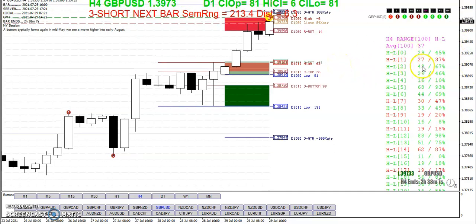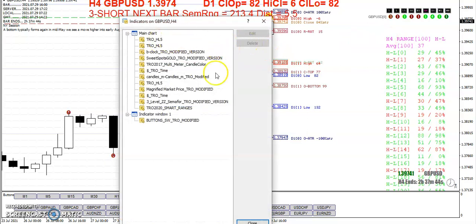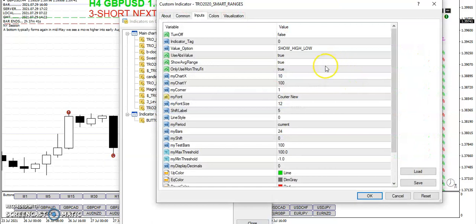For example, right here on the H4, you can see a couple hours ago we had a pretty big H4. It was 67%. Then 5 hours ago it was at 93%, and 12 hours ago 98%, for the last 100 bars. I think Walmart said on the days he looks at the last 10, so you can change how many bars you look at also.